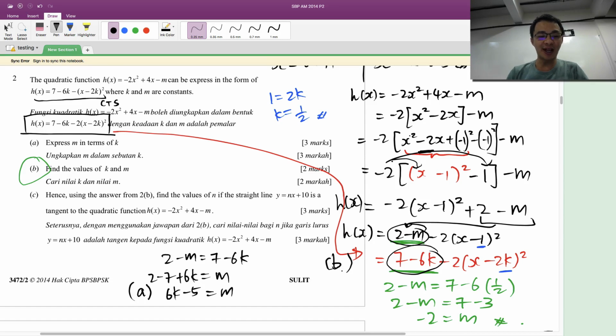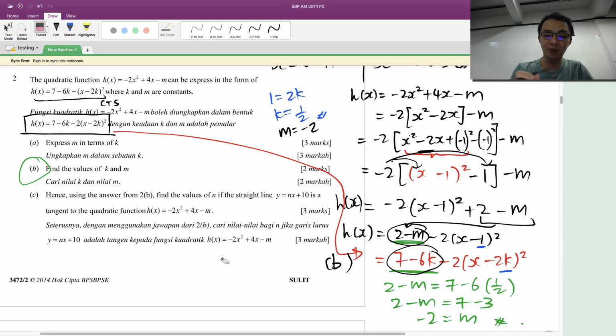Okay, hence using the answer of 2b, find the values of n, if the straight line y equals nx plus 10 is tangent to the curve. So what we get: m equals negative 2, so let me write it down first. k equals half. And then we want to substitute into the equation we have. So my h(x) is equal to negative 2x squared plus 4x. m is negative 2, here will become positive 2.